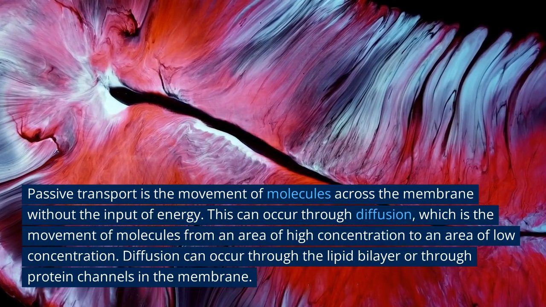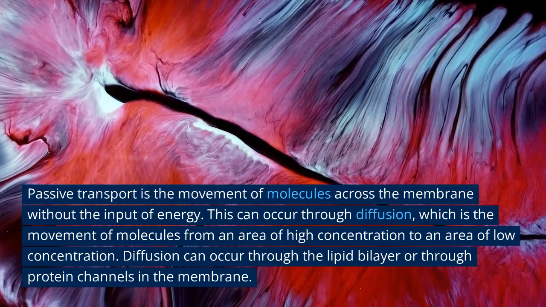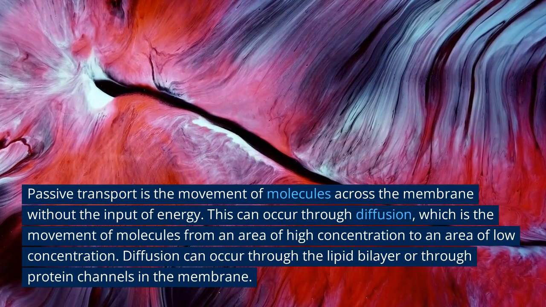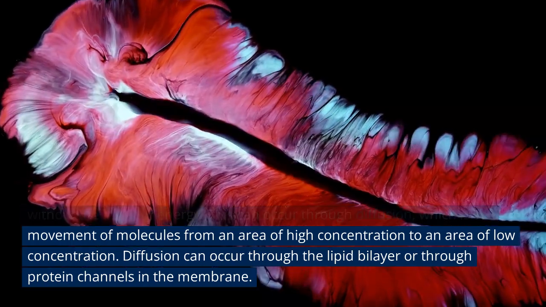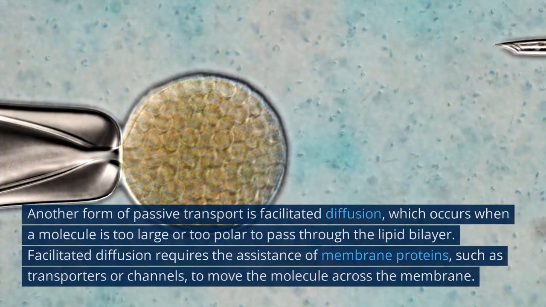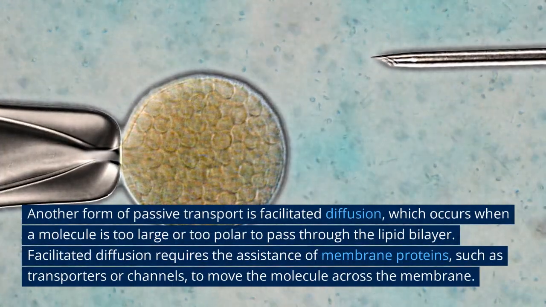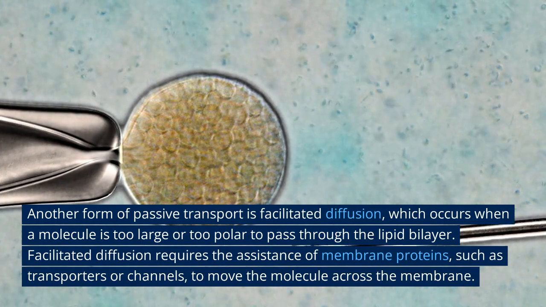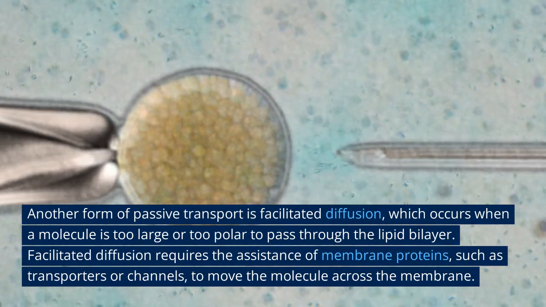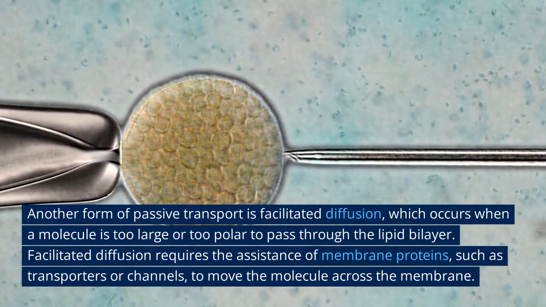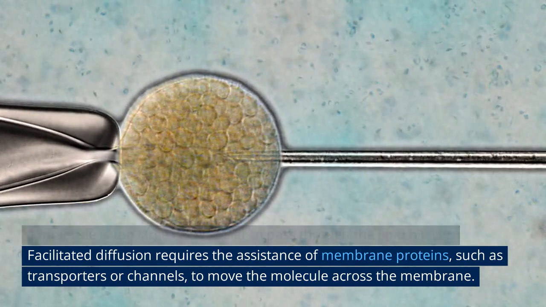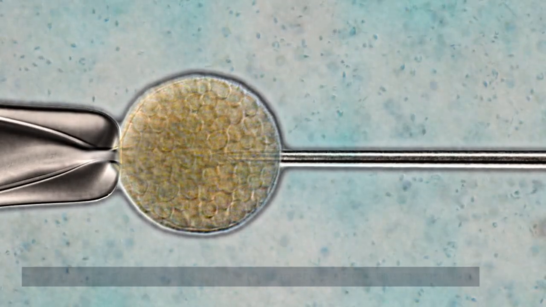This can occur through diffusion, which is the movement of molecules from an area of high concentration to an area of low concentration. Diffusion can occur through the lipid bilayer or through protein channels in the membrane. Another form of passive transport is facilitated diffusion, which occurs when a molecule is too large or too polar to pass through the lipid bilayer. Facilitated diffusion requires the assistance of membrane proteins, such as transporters or channels, to move the molecule across the membrane.